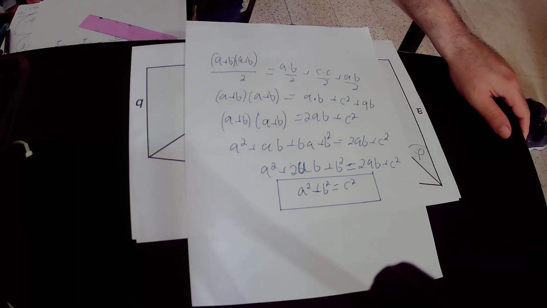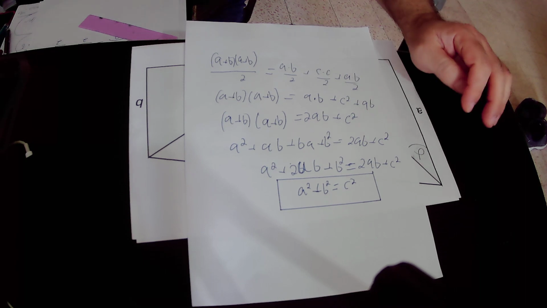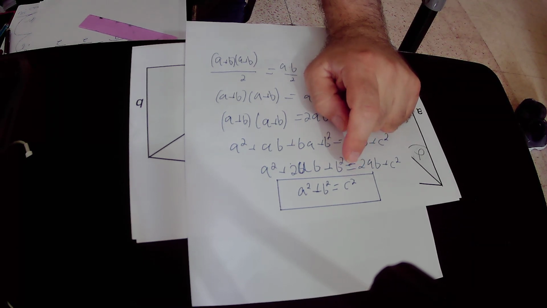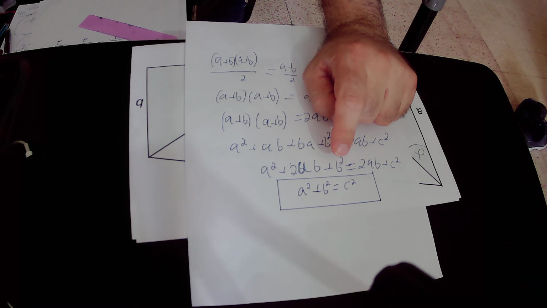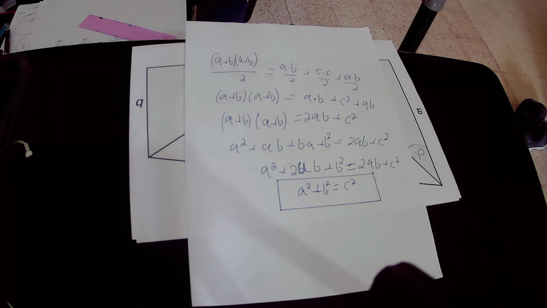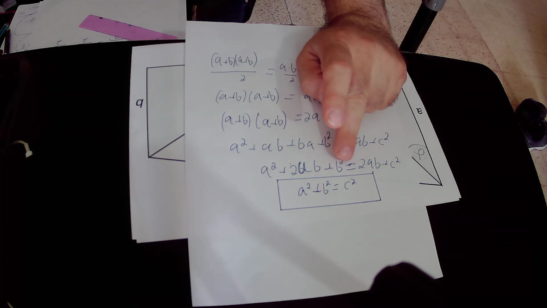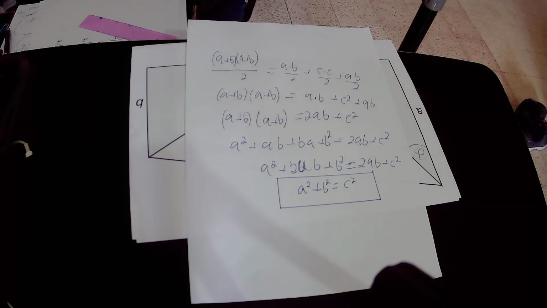That says that the square of the hypotenuse equals the sum of the squares of the perpendiculars in the right triangle. The square of the hypotenuse equals the sum of the squares of the perpendiculars. Okay, and that is exactly the Pythagorean theorem.